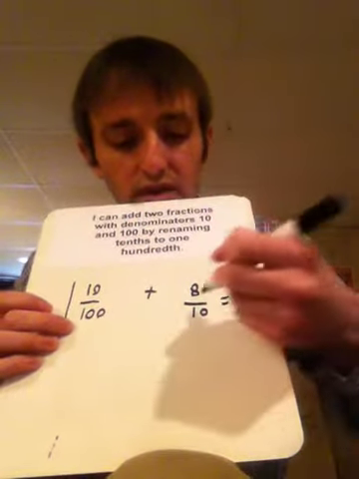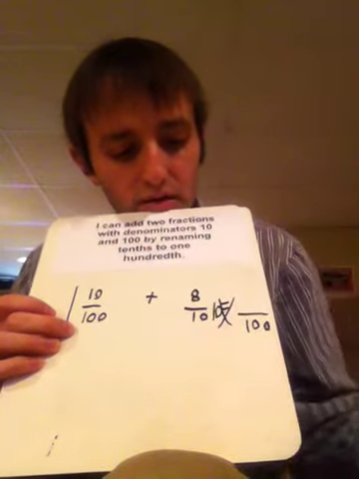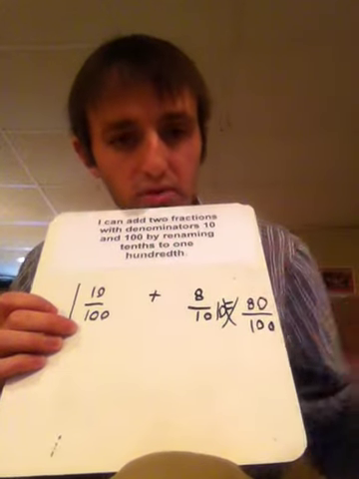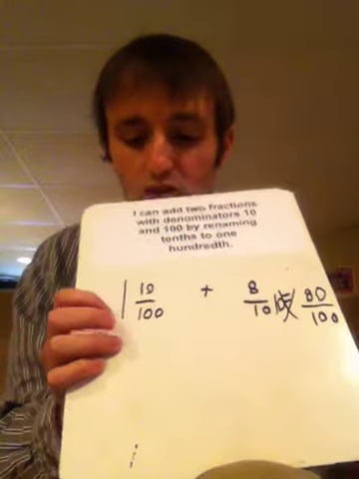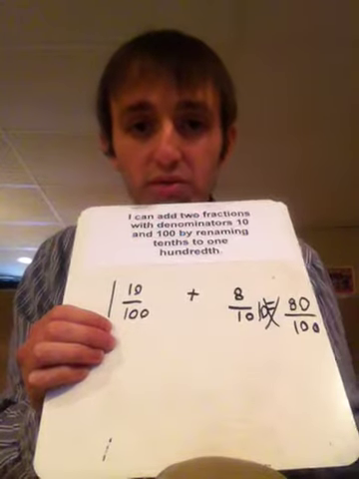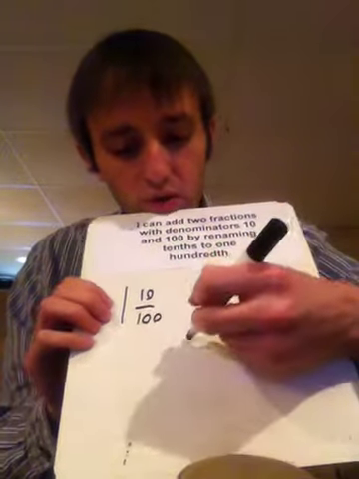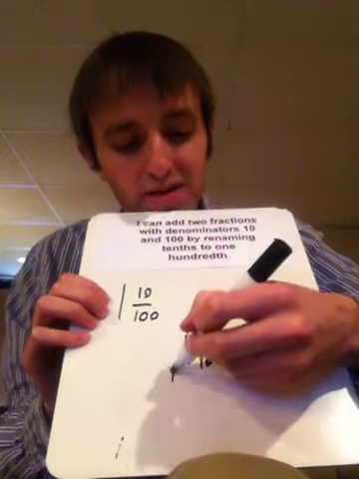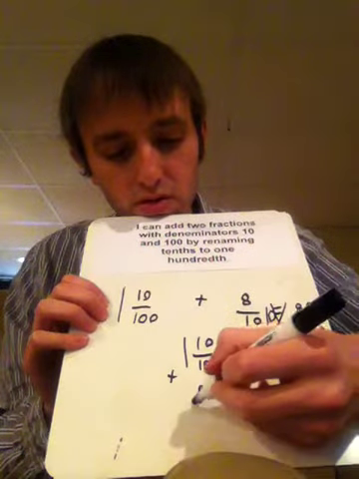Well, we know that 10 times 10 is 100, so I make a big times 10. 8 times 10 is 80. Okay? So 80 hundredths is an equivalent fraction to 8 tenths. Now we can add that to 1 whole and 10 out of 100. Now, like what I said earlier, it's better if you put the larger number on top. This number is larger because we have a whole. So let's write 1 whole, 10 over 100, plus 80 over 100.